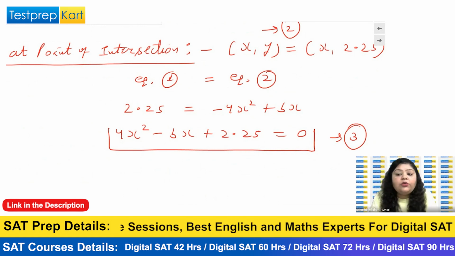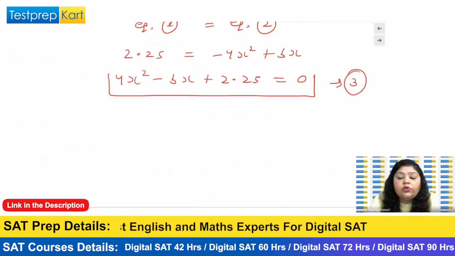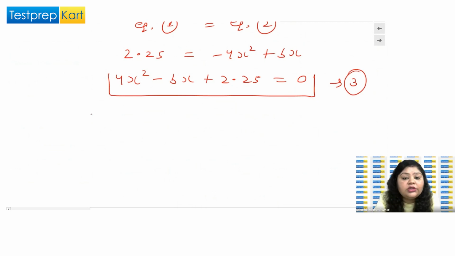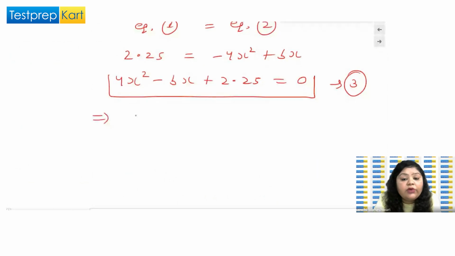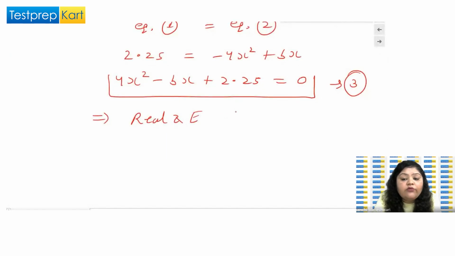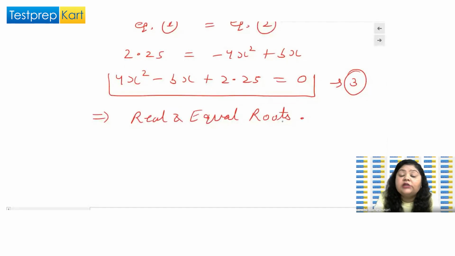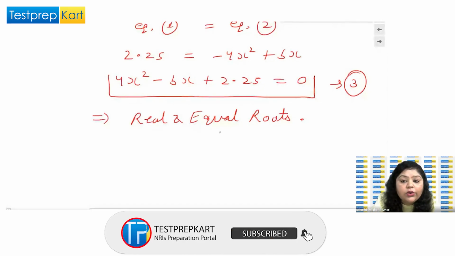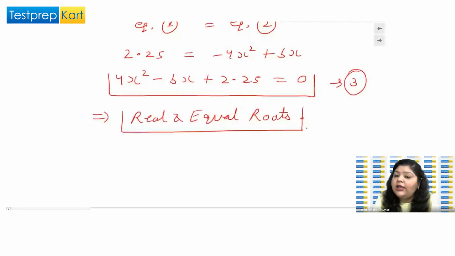See, we are going to have two different roots of x, that means two different values of x from this equation number 3. But the point of intersection suggests it has only one value of x. So these two things can be true whenever you have real and equal roots. That means we are going to have only one value of x. The quadratic will have two roots, but there will be only one single value of x. So that can be true only when we have real and equal roots.